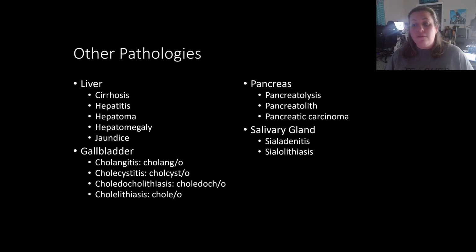Hepatitis is an inflammation of the liver, and it's going to be characterized by jaundice, causing the yellow coloration of the skin.